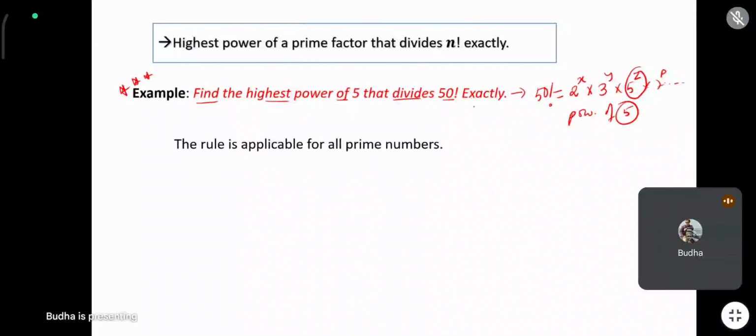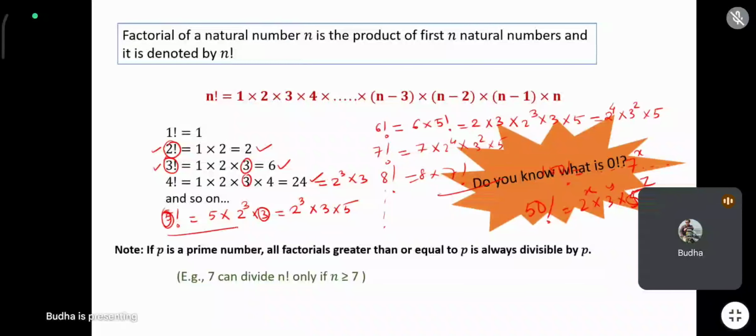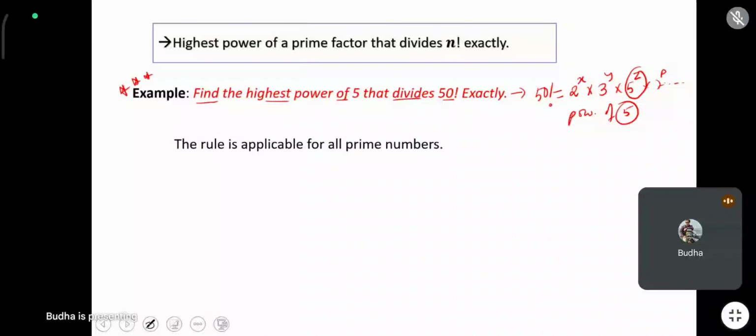Now if you go on writing 50 factorial in this way, look at this, your whole life will pass. So we will devise a plan, a formula, to find this out. Okay. Now this formula that we are going to look at is applicable for all prime numbers. If 7 is given instead of 5, use the same technique. Instead of 5, if it is 11, use the same technique. Instead of 7, if it is 3, use the same technique.